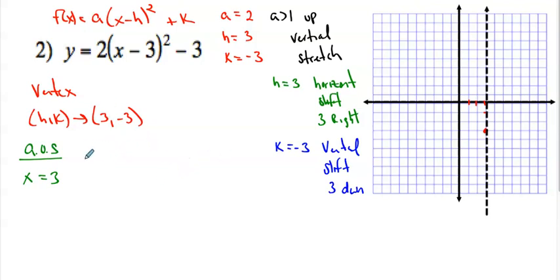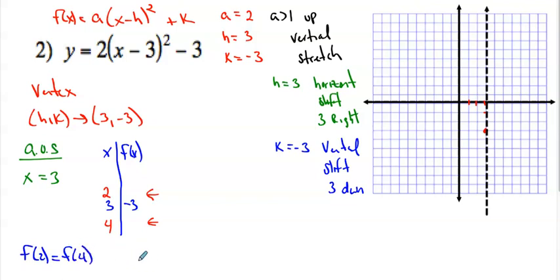So I have x and f of x, and what I was saying before was if this is 3, so we have 3 comma negative 3. If I go 1 unit to the left of 3 and 1 unit to the right of 3, these two y values should be exactly the same. So whether I plug in 2 or 4 into my equation, I'm going to get the same exact y value. So f of 2 is going to equal f of 4. Let's find one of those. What is f of 4? F of 4 is 2 times the quantity of 4 minus 3 squared minus 3.